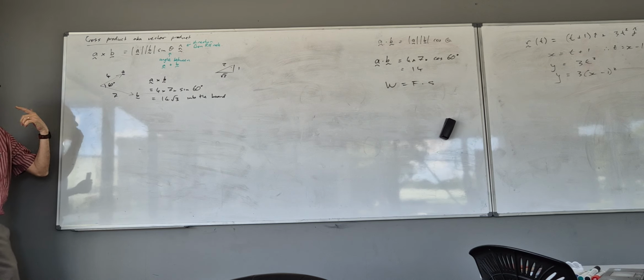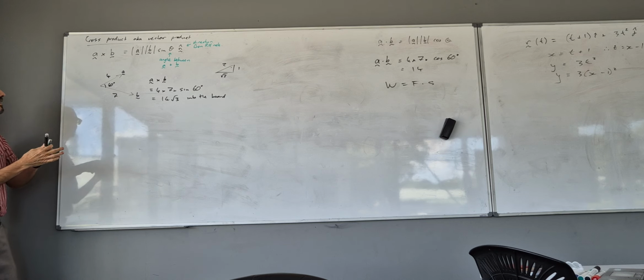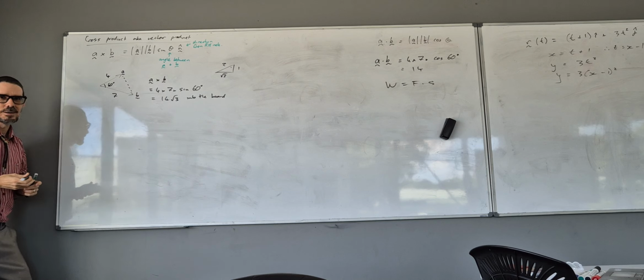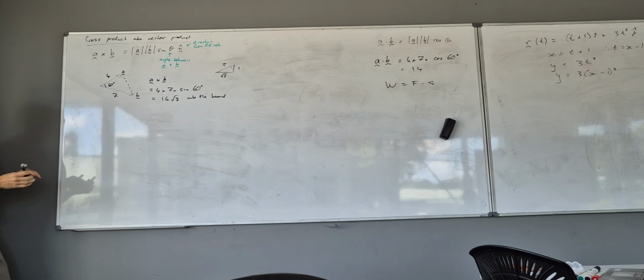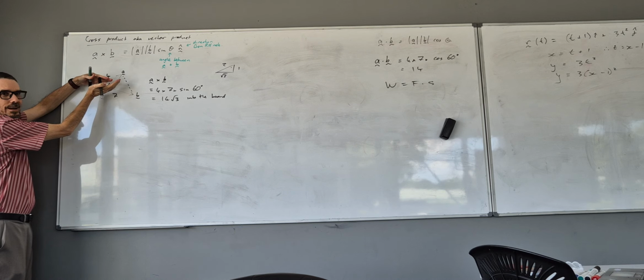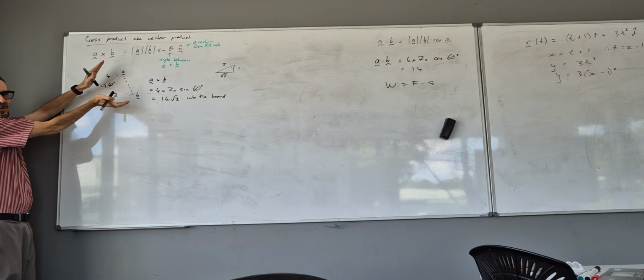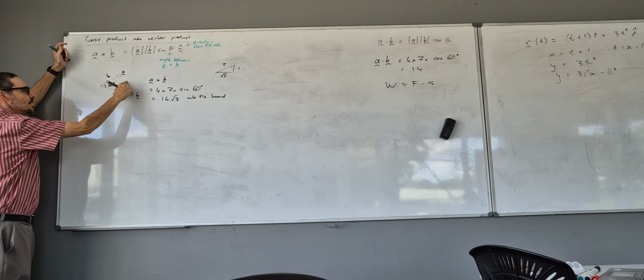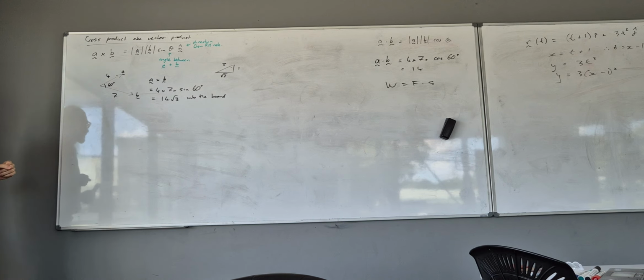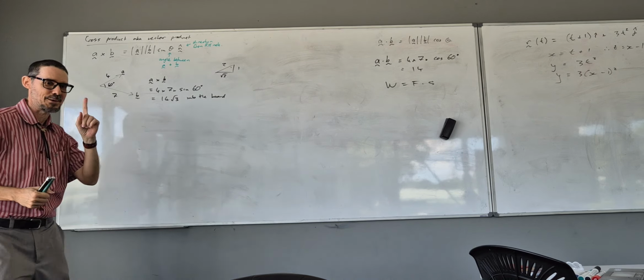Which is where the link to area comes in. Think about this as a triangle. If these two ends are close together, it encloses a smaller area. If they're further apart, it encloses a bigger area. So the area we're going to find is going to be linked to the cross product. We'll get there very soon.